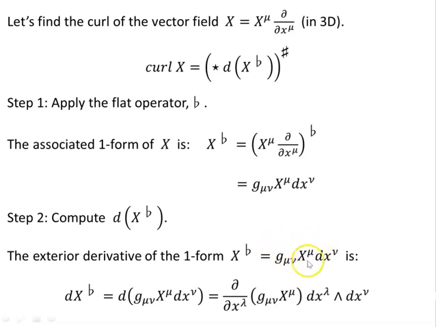Here's our vector components, X mu, and then we have the metric here to lower them, because that's what the flatting operator does. It lowers the contravariant components to covariant components, and it raises the tangent basis vectors to 1 forms. Okay, so this object here is just the exterior derivative acting on that. It is this partial derivative here, partial over partial x lambda acting on this, times dx lambda wedge dx nu. The dx nu is already there. Okay, so that's our second step.